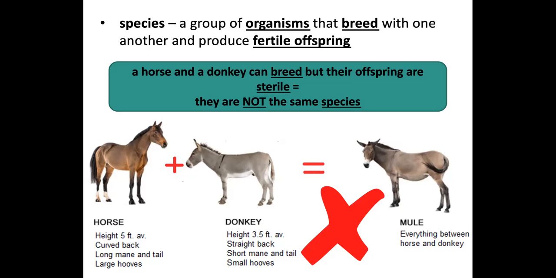A horse and a horse breed and they make a what? A horse. Yeah. So they're the same species because their offspring is fertile. A donkey and a donkey breed, they make a donkey and a donkey is fertile. So therefore it's the same species. But now we take a horse and a donkey, their offspring is sterile. So what does sterile mean?